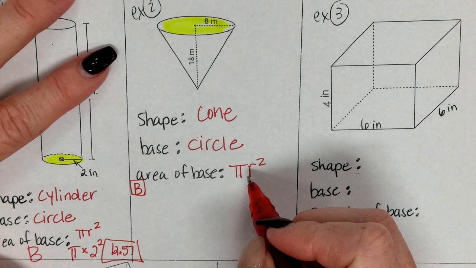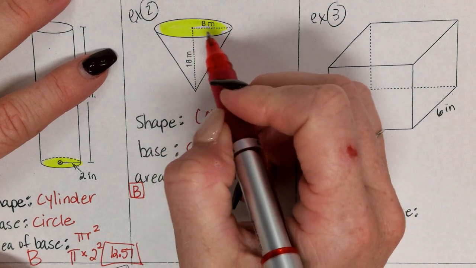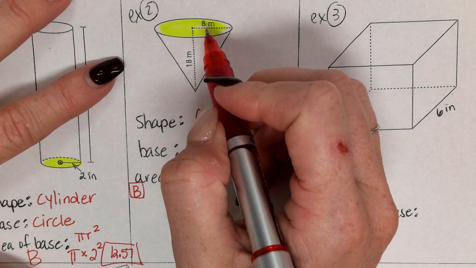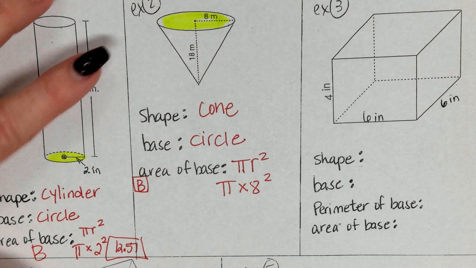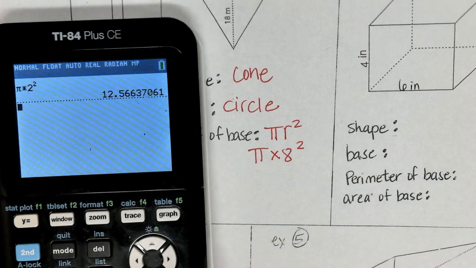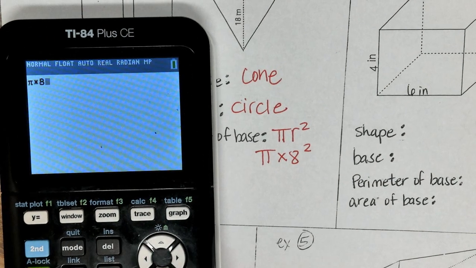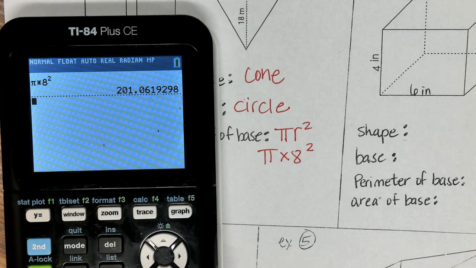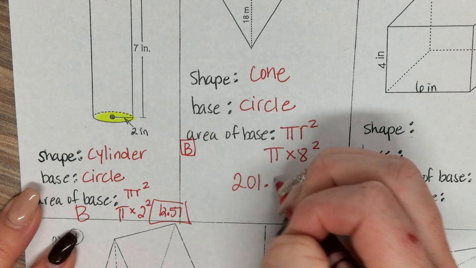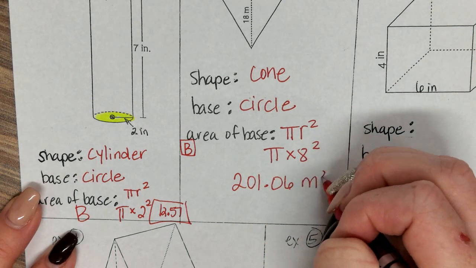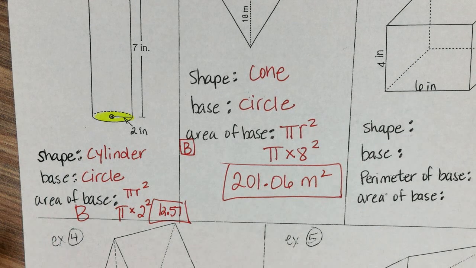So I need a radius. Go to the circle. Did they give you the radius? Yes. What is it? So I'm going to do pi times 8 squared. And I'm going to type that in my calculator. And the answer is 201.06 meters squared. And again, you don't have to know how to write it. All you have to know is where do I find the formula and what do I need?